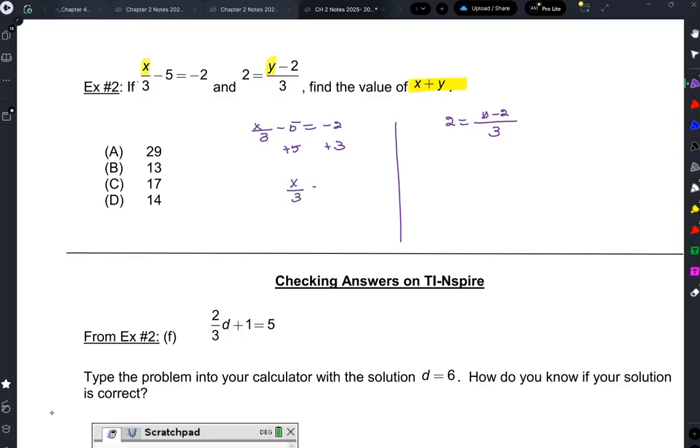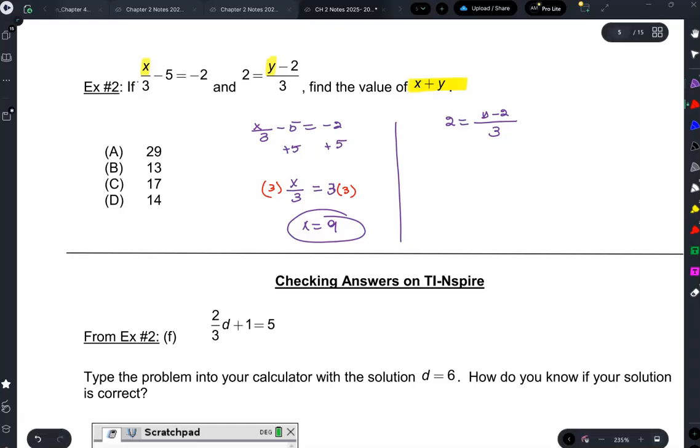X over 3 equals 1. No. Oh my God, sorry. We're supposed to add 5. So equals 3. Now, 3, 3. So x is 9.